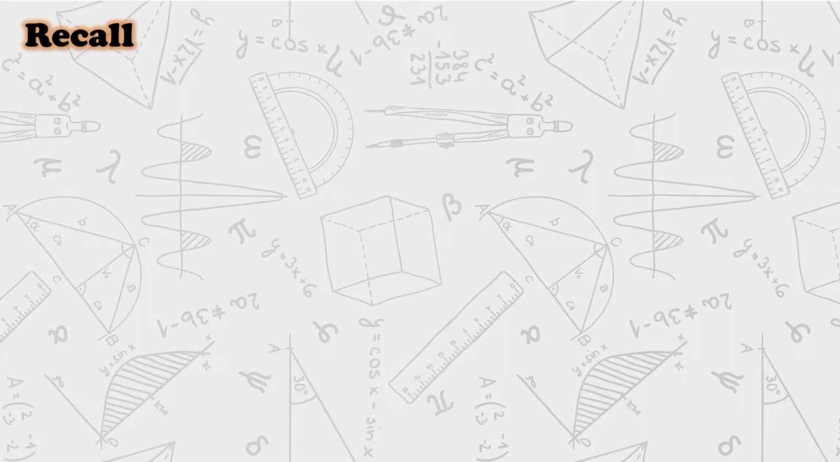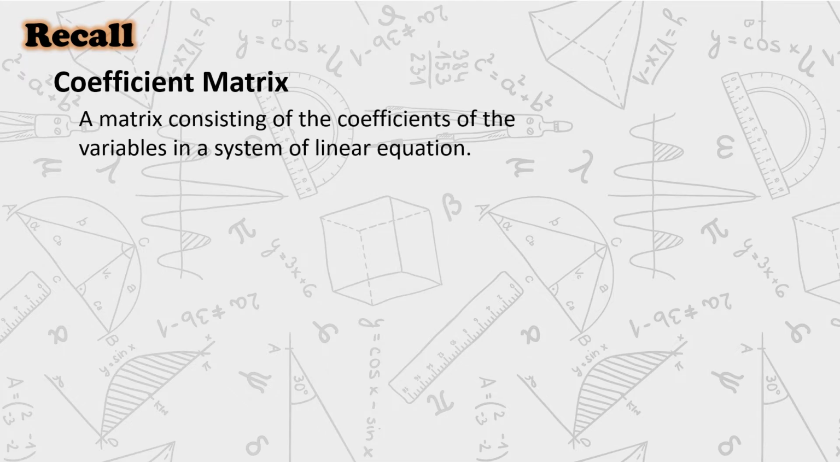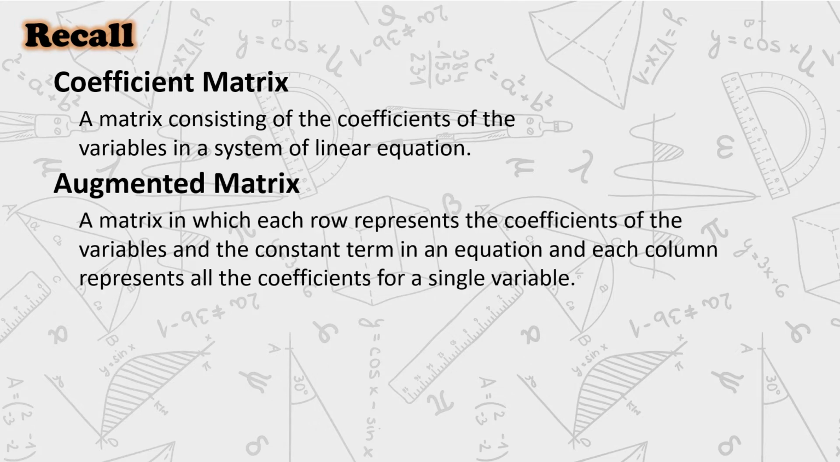Equations in three variables. Before we continue, let us have a recall of some important concepts. Coefficient matrix. This is a matrix consisting of the coefficients of the variables in a system of linear equations. Augmented matrix, on the other hand, is a matrix in which each row represents the coefficients of the variables and the constant term in an equation, and each column represents all the coefficients for a single variable.